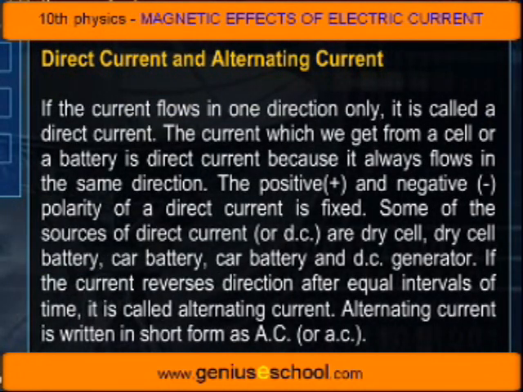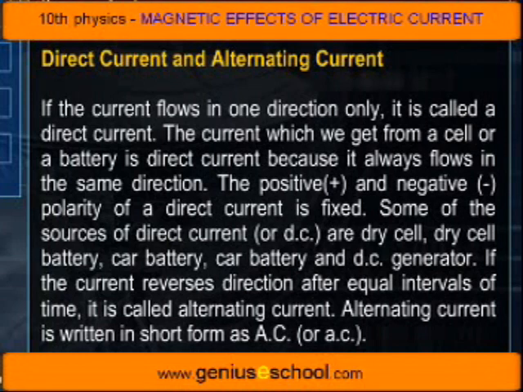Direct current and alternating current. If the current flows in one direction only, it is called a direct current. The current which we get from a cell or a battery is a direct current because it always flows in the same direction. The positive and negative polarity of a direct current is fixed. Some of the sources of direct current or DC are dry cell, battery, car battery and DC generator.